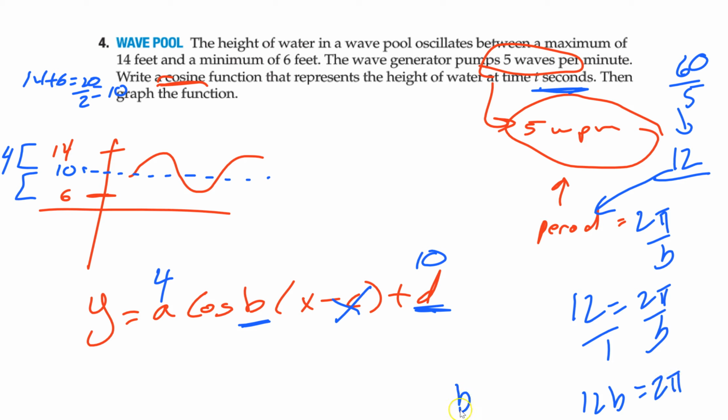Divide by 12. B equals pi over 6. And that is my equation. I know that's a lot to take in right now. We'll go over it again and we're going to do another one. But the general idea is, okay, my maximum is 14 and 6. So I like to draw it, 14, 6.